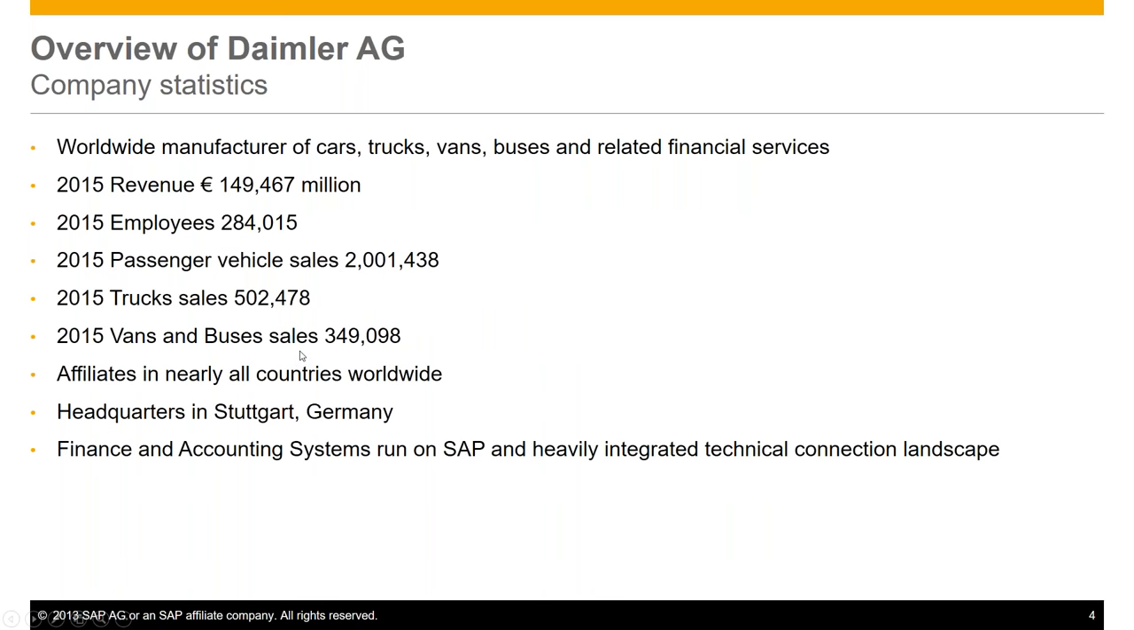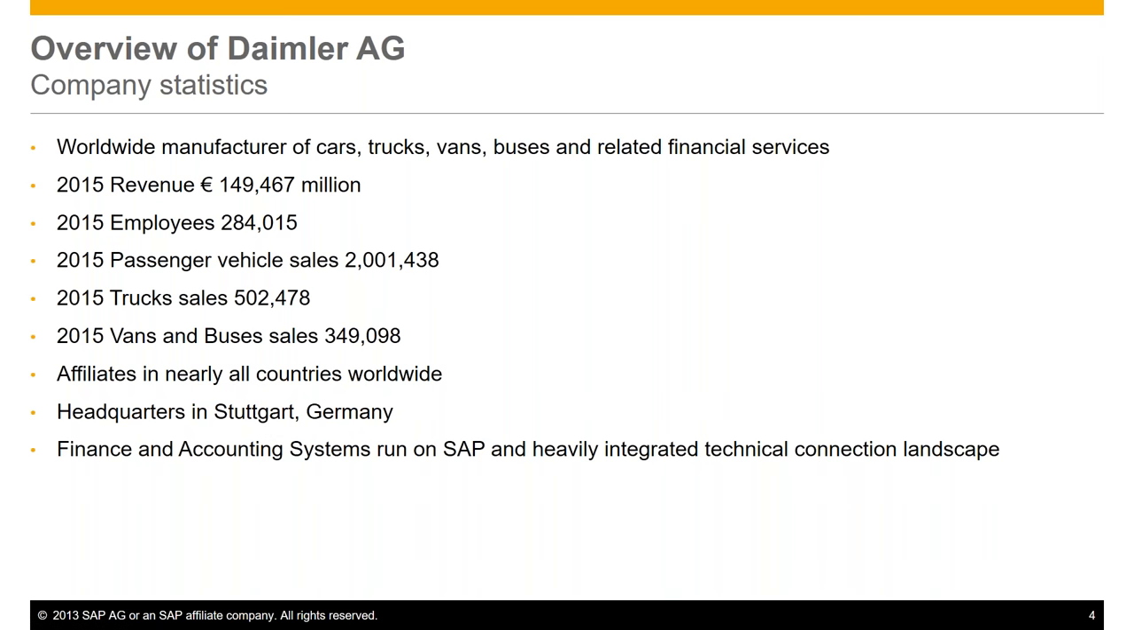So, overview of Daimler. In case you don't know, Daimler, also better known as Mercedes-Benz for their cars, is a worldwide manufacturer of cars and trucks, vans, buses, and also has related financial services around the vehicle industry. They have a revenue of 150 billion euros and almost 300,000 employees. They have passenger vehicle sales of 200 million units per year, and those are 2015 figures, all of them. Trucks, 500,000 of them sold in 2015, and vans and buses, 350,000 units sold.